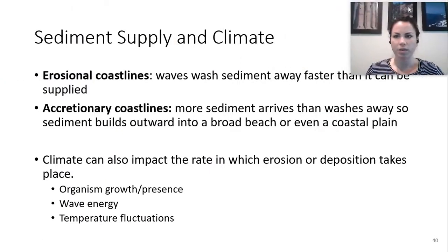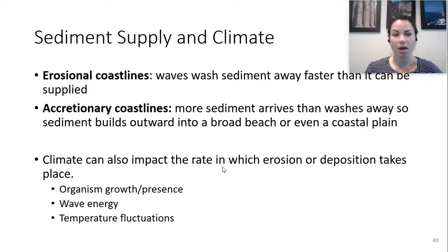Okay, so when we talk about this, we talk about how it changes the sediment supply. In some systems we have deposition, in some systems we have erosion. In an erosional coastline, waves wash sediment away faster than it can be supplied. We have accretionary coastlines, where more sediment arrives than is washed away. So we have erosional processes, and then we have depositional processes here.